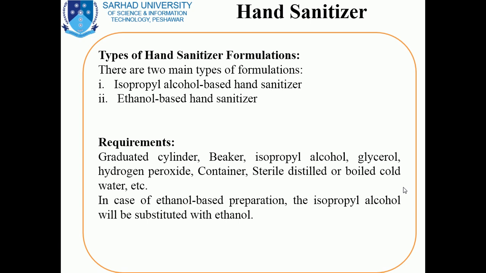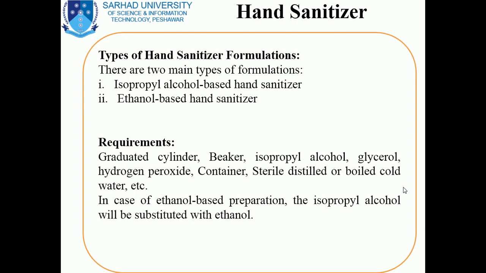We will need different equipments and different chemicals while preparing this formulation. Among these, graduated cylinder, that I have already told you that whenever we are interested to take the volume, the accurate and precise volume can be taken using the graduated cylinder rather than the beaker, and beaker for mixing and combination.